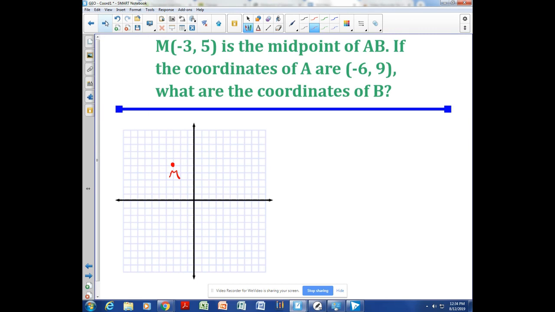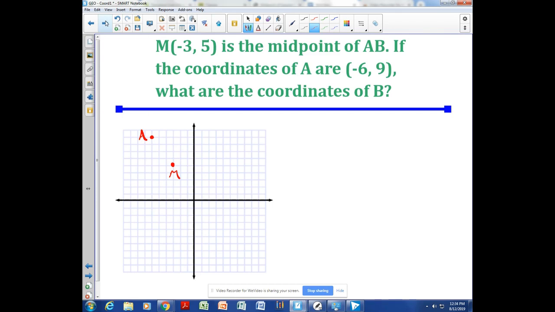Negative 1, 2, 3, 4, 5, 6. Positive 9 is up here, and that is your A. And what they're asking for is, what is the other endpoint B? Now, I am just going to show you the Mr. Frank shortcut for this one right now. And we'll look at some other methods later on in the day.